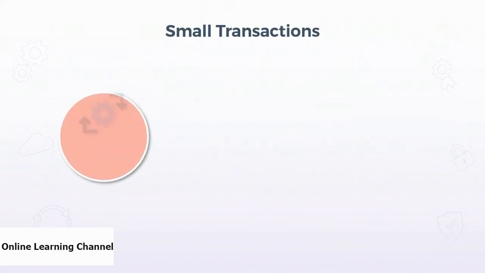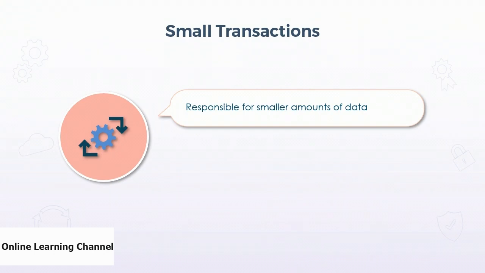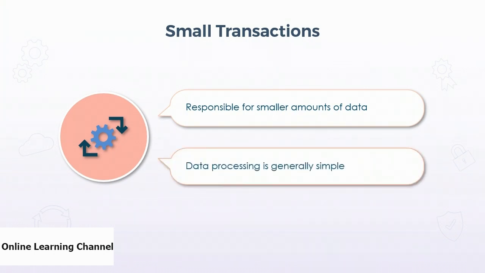Small transactions are another feature of OLTP systems, right? They typically read and manipulate smaller amounts of data, and the data processing is generally simple. We very rarely have complex joins, right? As we mentioned many times before, we're doing simple queries here, simple inserts, simple deletes. We're not doing a lot of complex querying and aggregations.